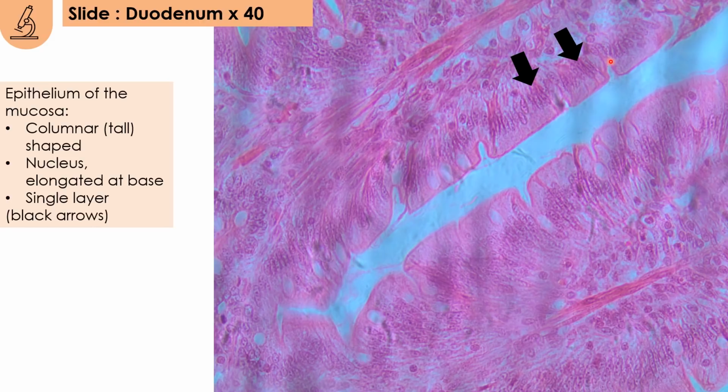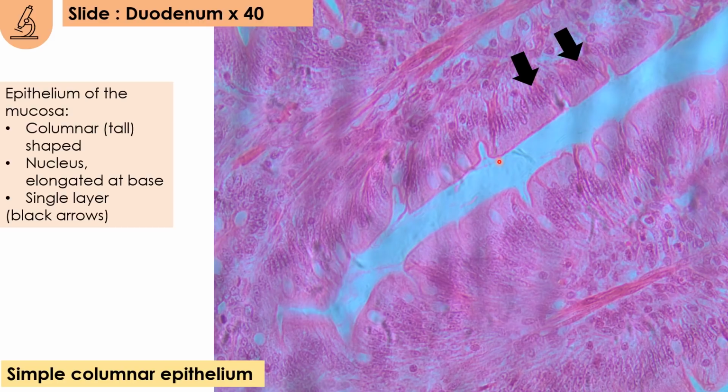Of course you can see it's just a single layer, because this part is already the lamina propria, the connective tissue. So now we are just talking about the epithelium, the one that forms the lining of the small intestine. With tall shaped cells, elongated nucleus, single layer, what is this? So this is simple columnar epithelium, simple columnar epithelium.